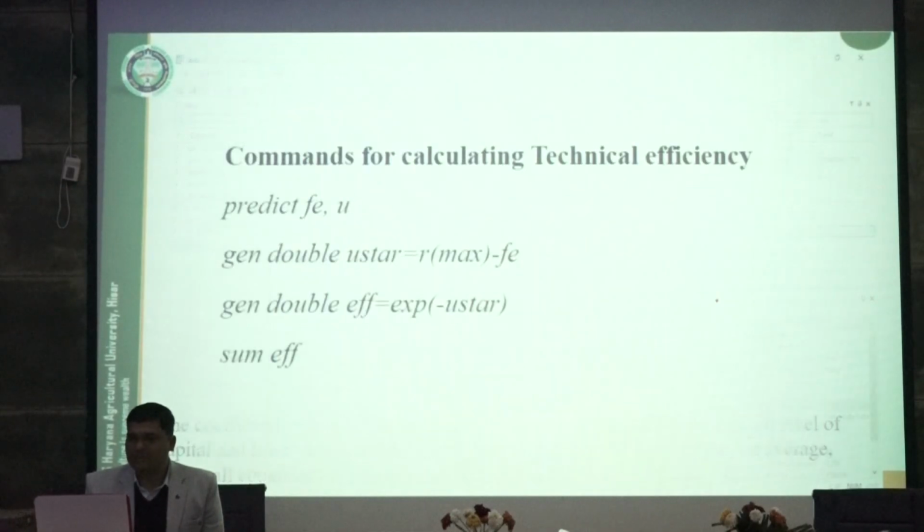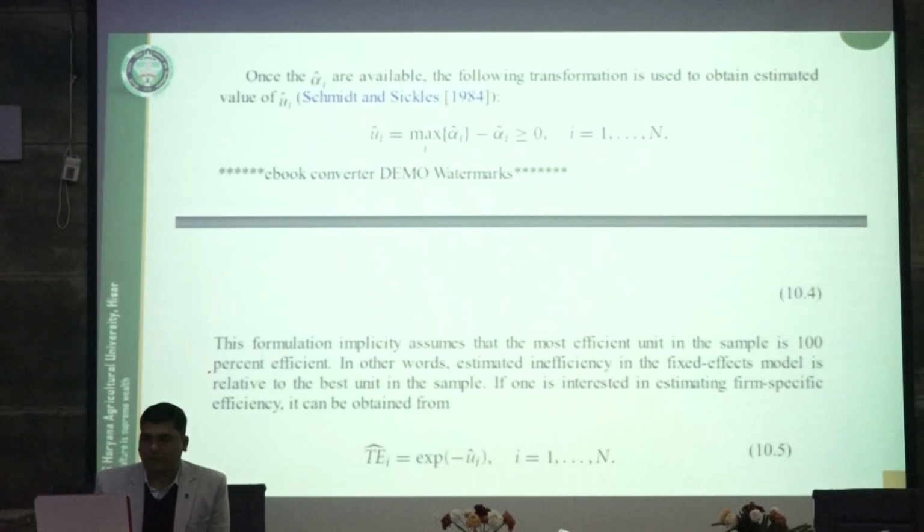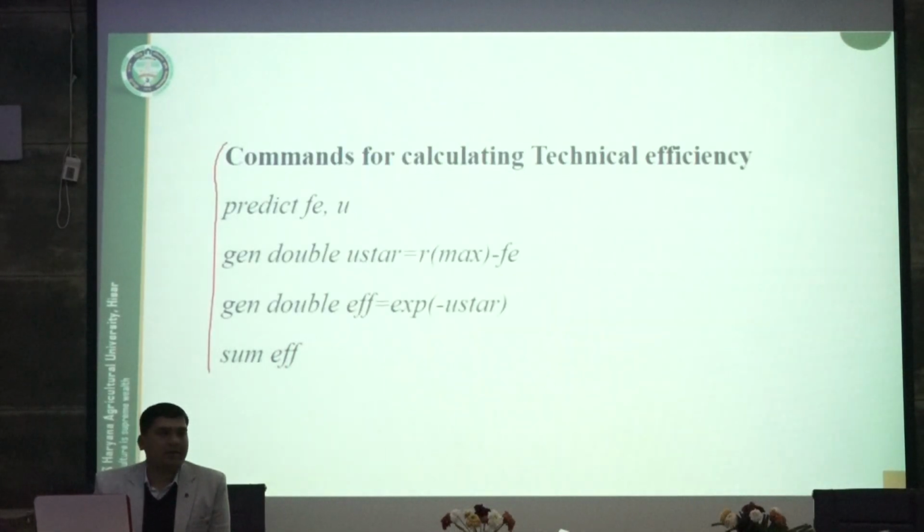So the next are these commands to predict the technical efficiency. Why have we used these commands? Because this is the formula which I have taken from the book Stochastic Frontier Analysis Using Stata. This is the formula for finding the technical efficiency. Directly we cannot find the technical efficiency, so we have to use these formulas. So these are the commands.